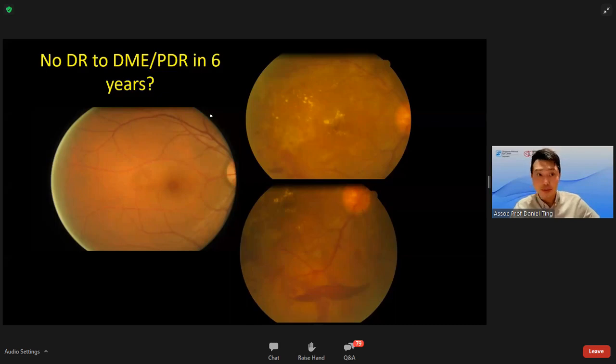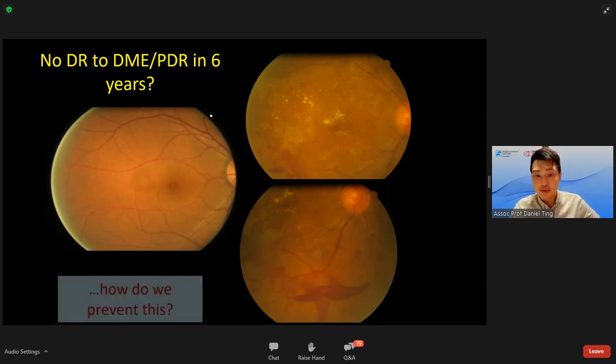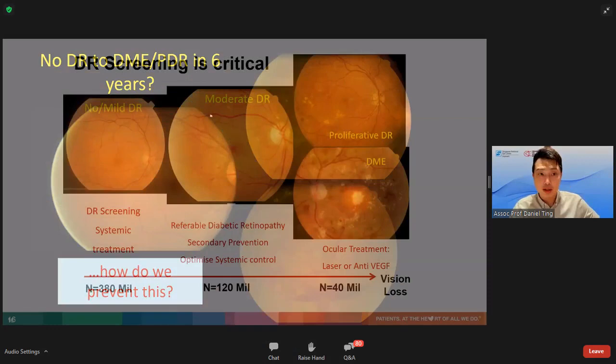So this is just an example to highlight a patient going over a 6-year period from no changes in the retina, all the way to proliferative diabetic retinopathy because of poorly controlled sugar level, blood pressure, and cholesterol. So how do we actually prevent this?